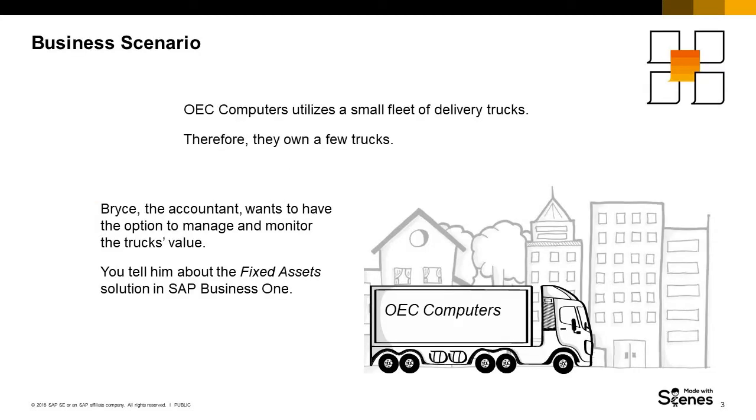Let us look at a business example. OEC Computers utilizes a small fleet of delivery trucks. Therefore, they own a few trucks. Bryce, the accountant, wants to have the option to manage and monitor the truck's value. You tell him about the fixed assets solution in SAP Business One.